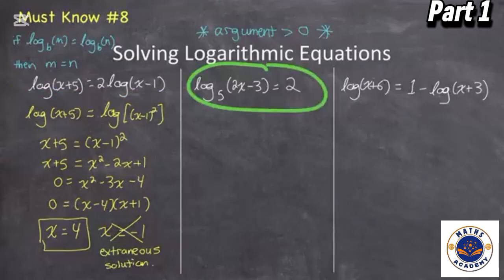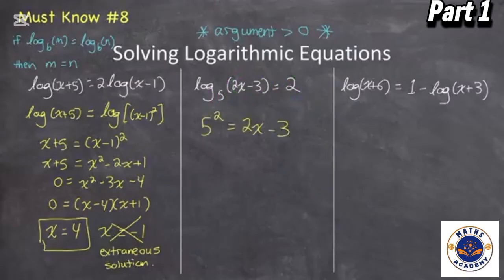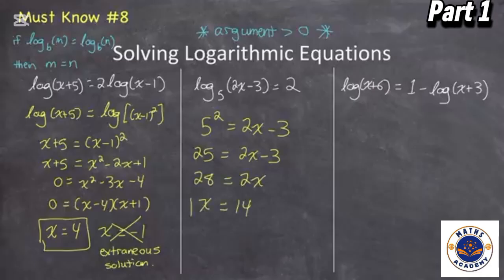This middle equation is in a format that if we convert this to exponential form, it's very easy to solve. So if you have a logarithm equals a constant, just convert to exponential form. This log expression means that 2 is the exponent that goes on 5 to equal 2x minus 3. So I can write that. And now just solve this linear equation. Add the 3 to the left side, and then divide by 2, and you get x equals 14.